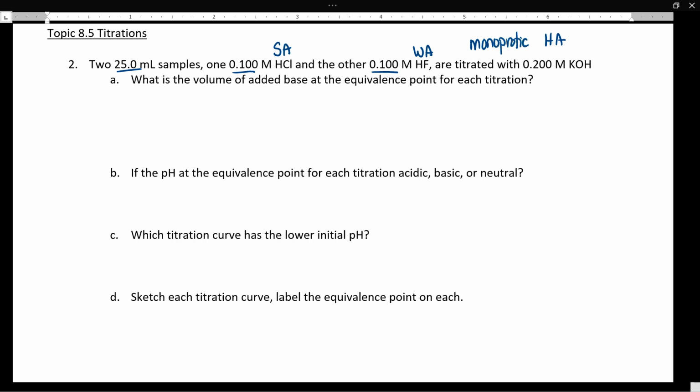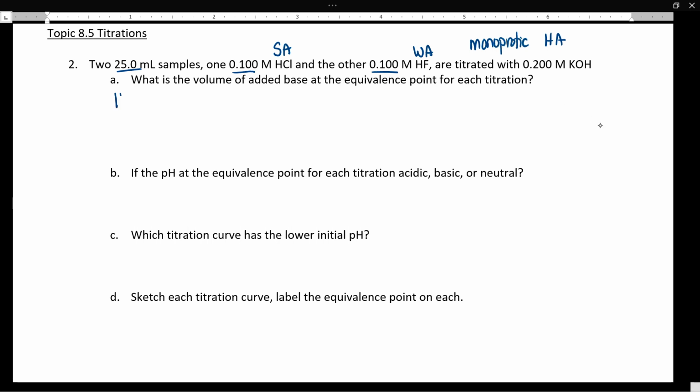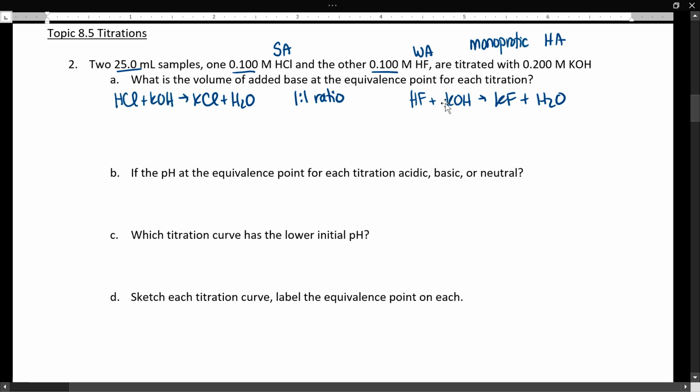So the first question is, if we titrate these samples with 0.2 molar potassium hydroxide, how much base will it take to reach the equivalence point? Well, first of all, we need to look at the chemical equation here. So HCl and KOH is going to make KCl and water. And then HF and KOH is going to make KF and water. So what we notice here in both cases is they react in a 1-to-1 ratio. And that's what we'll find of any monoprotic acid. It'll react with a base such as potassium hydroxide in a 1-to-1 ratio, one hydroxide for every one hydrogen.